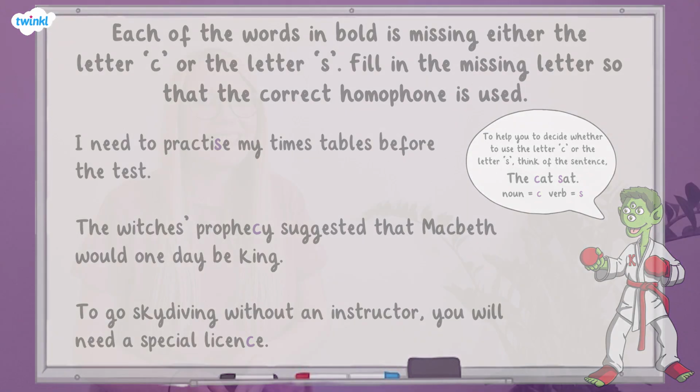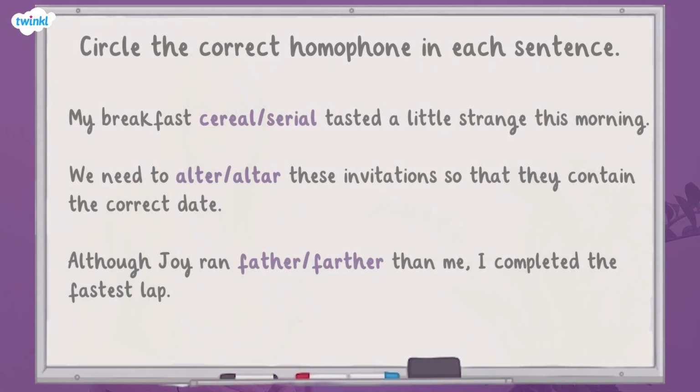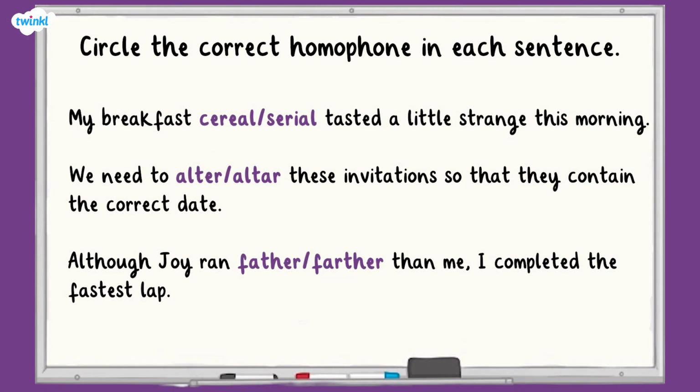For our next question, you're being asked to circle the correct homophone in each sentence. Think carefully about which word both looks right and gives the sentence the correct meaning. If you'd like the time to read through the questions, pause the video now and hit play again when you're ready to hear the answers. Let's take a look at the answers.